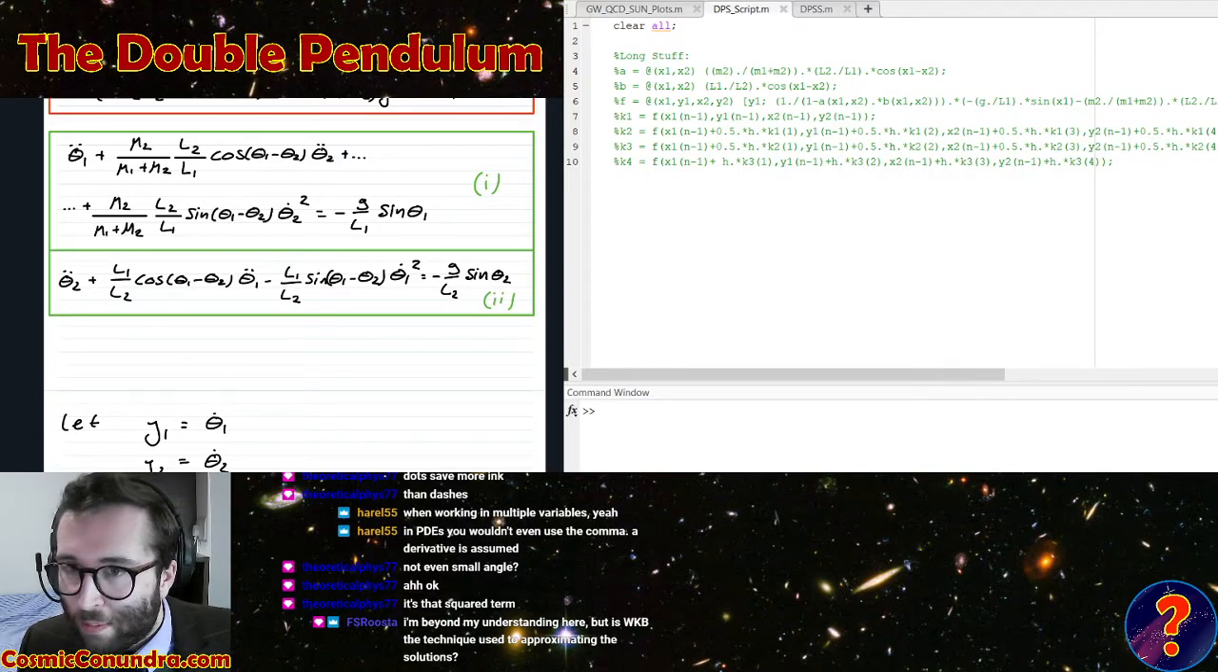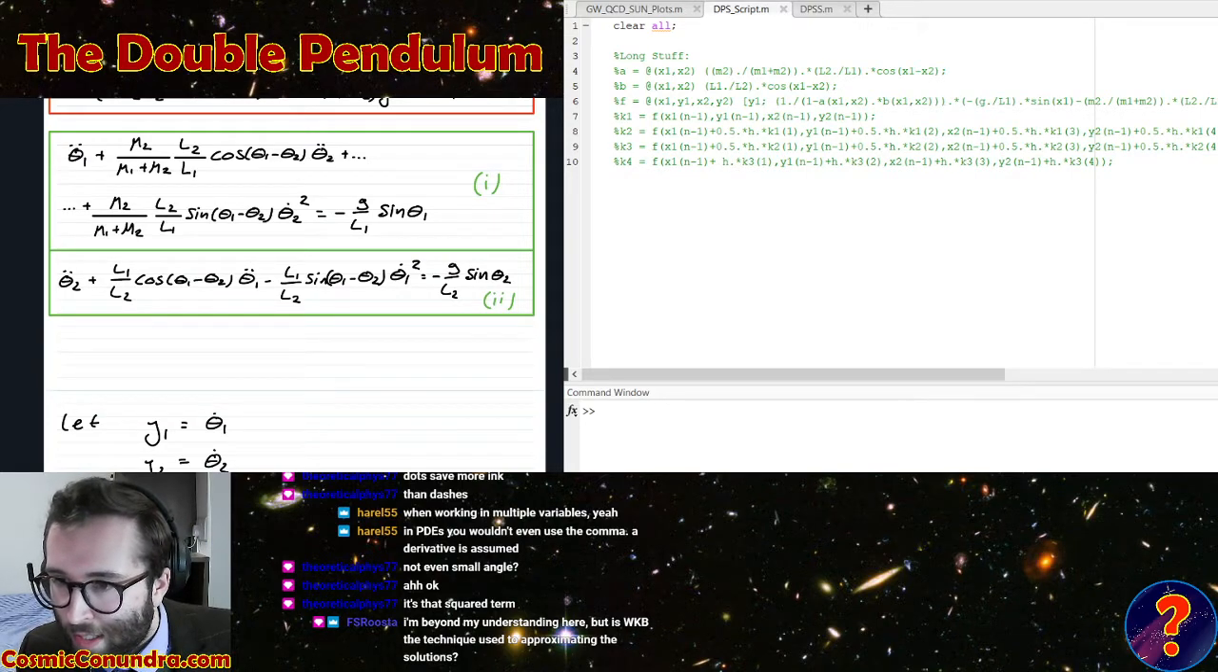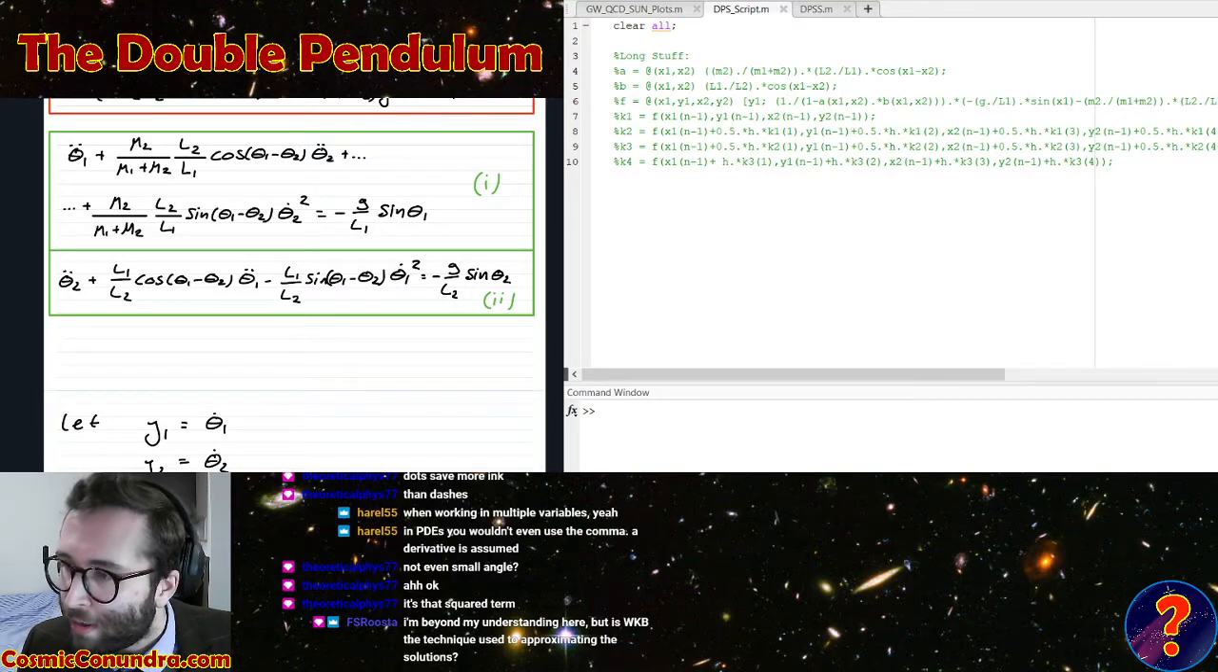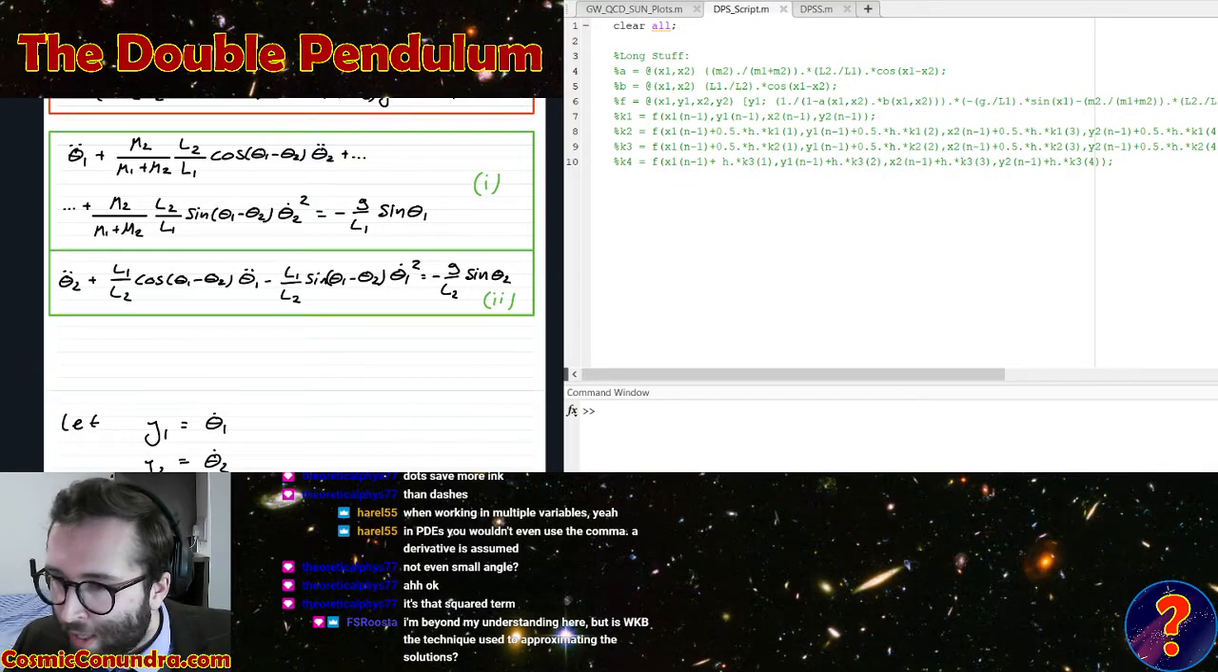But as far as I know, this is the way to go. Okay. You're beyond your understanding here, but is WKB the technique that is used to approximate the solutions? No, not in this case. We're not using WKB. The numerical technique I'm going to use is called the Runge-Kutta method, specifically the RK4 method, which just means the 4th order Runge-Kutta method.